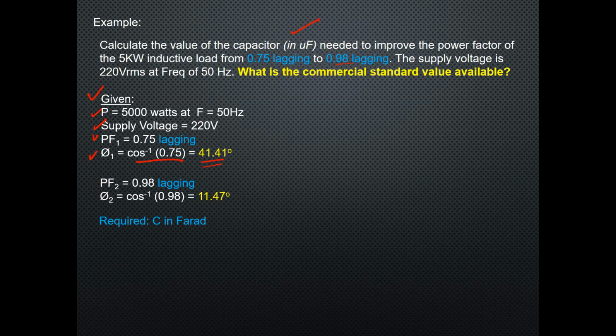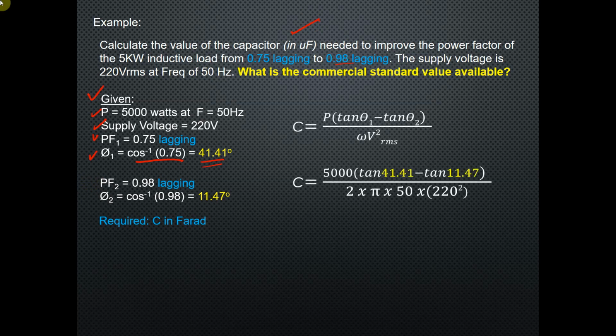So we have 11.47. Determine the required C. So we apply the formula C = P (tangent theta 1 minus tangent theta 2) over omega V squared. The voltage is given in Vrms, so we can just replace 220 here.